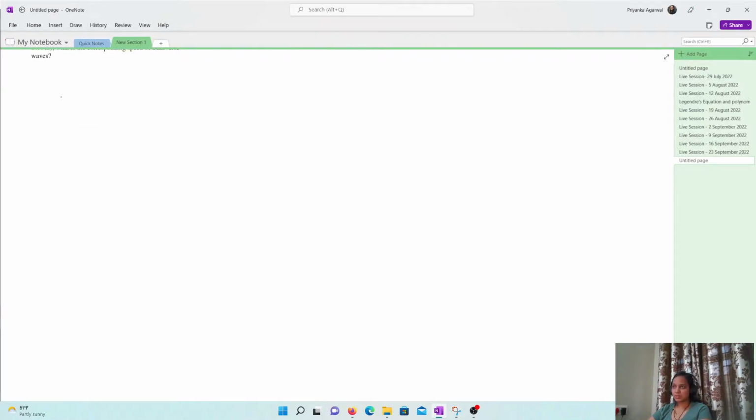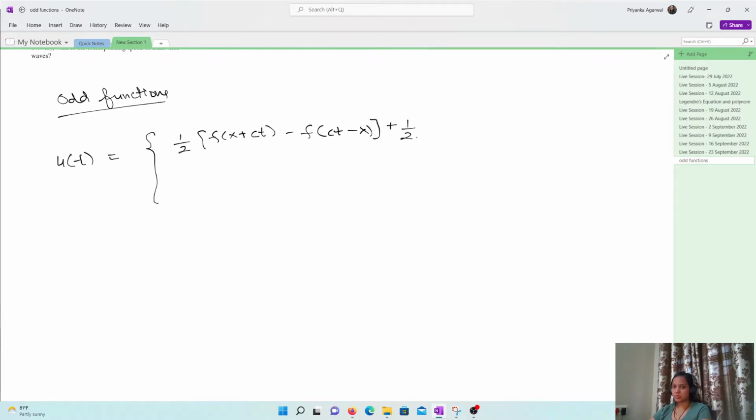So you see, if these are extended as odd functions, then in that case u(x, t) comes out to be 1 by 2 [f(x plus ct) minus f(ct minus x)] plus 1 by 2c integral from ct minus x to ct plus x of g(s) ds, where x lies between 0 and ct.